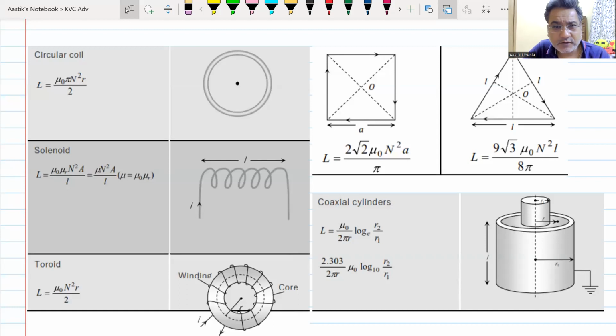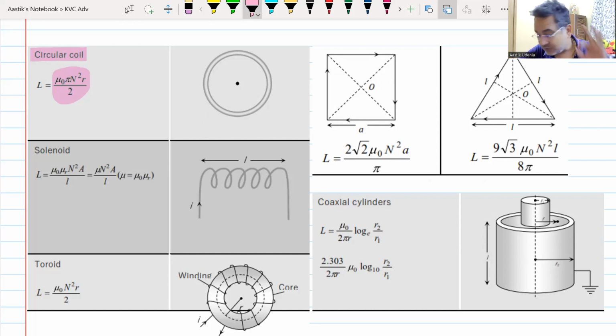And these are the values of self-inductance for some commonly occurring geometries. The first one is the coefficient of self-induction of a circular coil: mu naught pi n square r by 2. Do we understand? So it depends on the number of turns, it depends on r, the radius, and it depends on mu naught, that means the medium. If the medium is different, it will become mu naught into mu r. Do we understand this? Yes, sir. It is directly proportional to n square and directly proportional to radius.